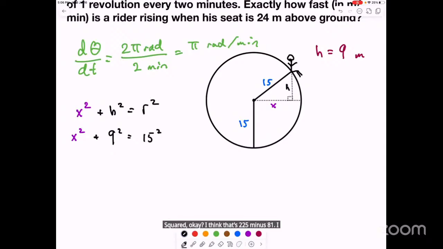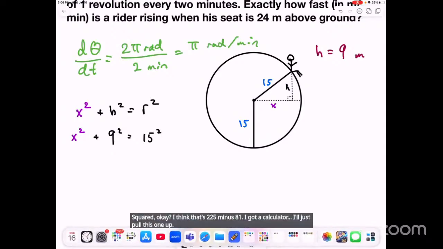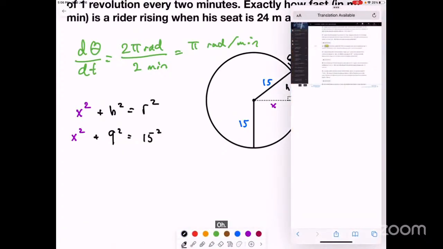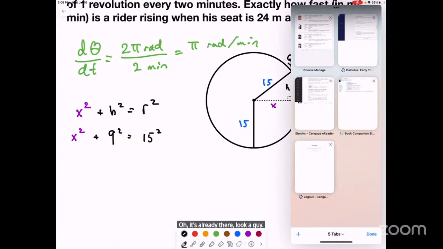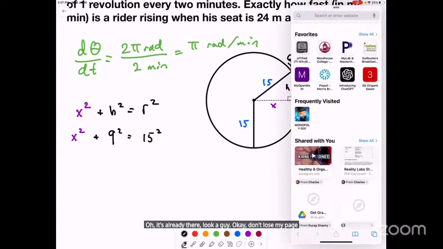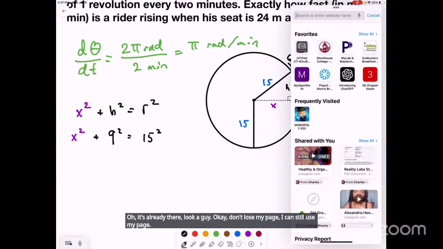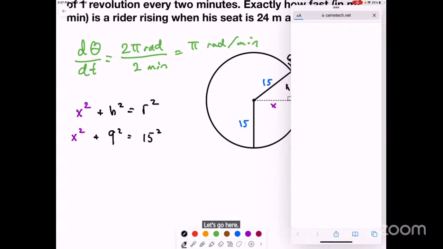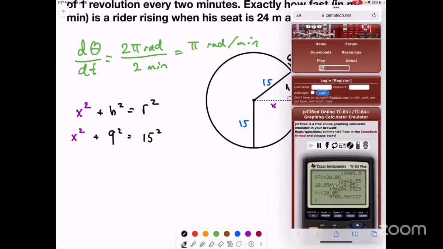I've got a calculator. I'll just pull this one up. Oh, it's already there. Look at God. Okay, don't lose my page. I can still use my page. Let's go here. Okay.